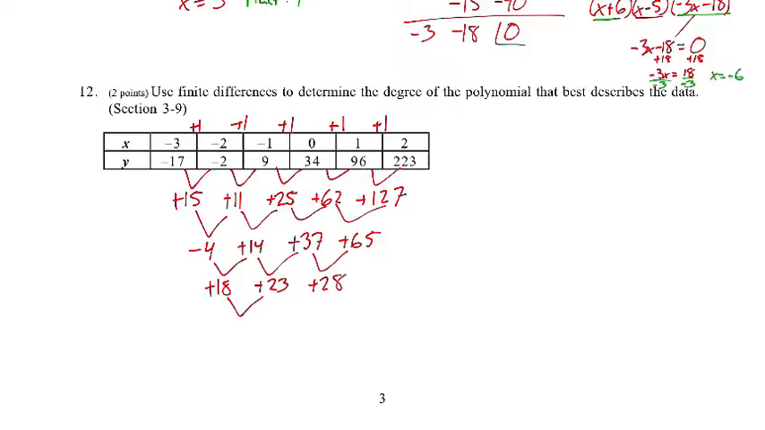Going from 18 to 23, we're adding 5. Going from 23 to 28, we're adding 5. So this is row 4, the fourth differences. So these are constant. We're adding 5 in our fourth differences.